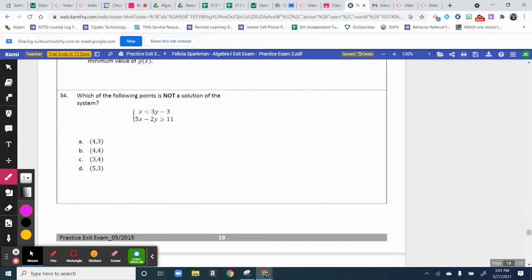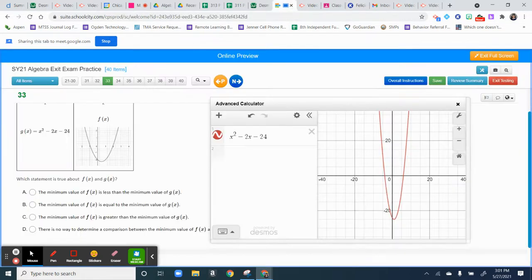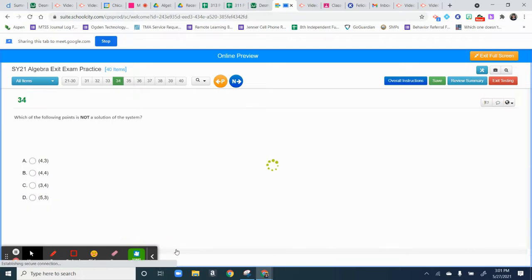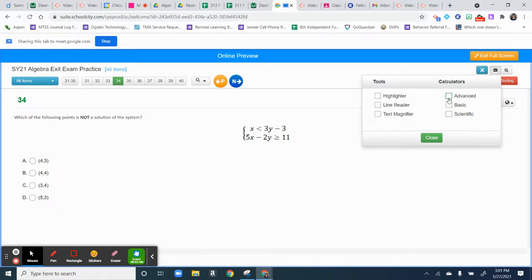Which of the following points is not a solution of the system? Again, we're going to graph it. So when you go to graph the system, we get out the graphing calculator.